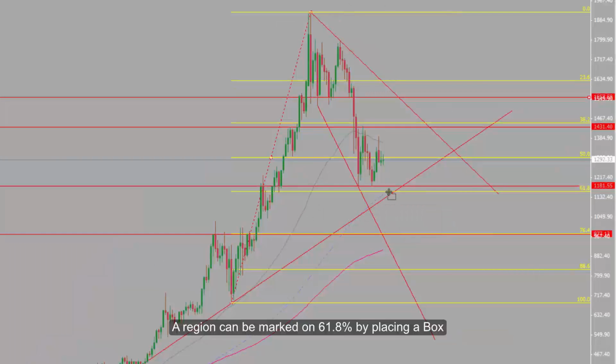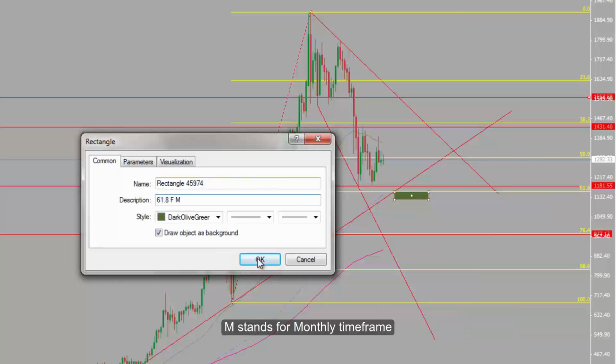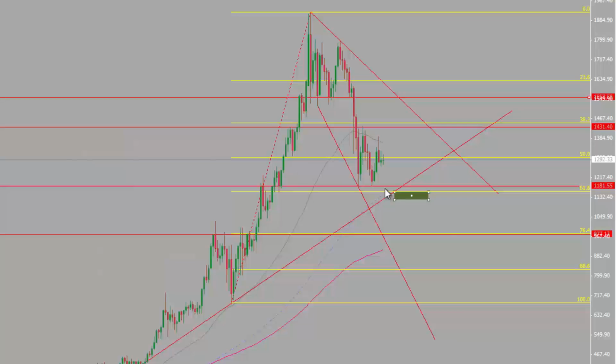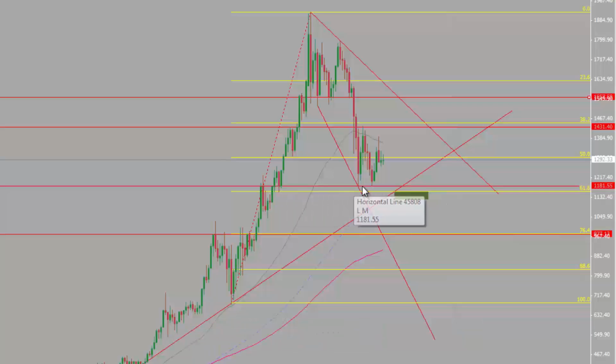A region can be marked on 61.8% by placing a box. A trader can enter 61.8 FM, in which F stands for flag of the Fibonacci pattern, M stands for monthly time frame. If the price forms in this box, then a flag of Fibonacci is failed, and a bullish trend will be weakened for a certain period of time.